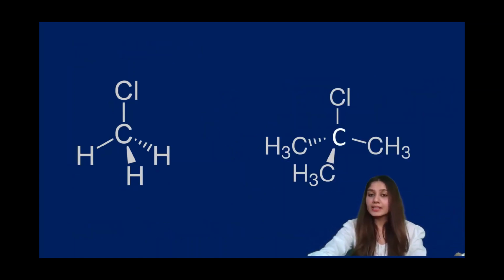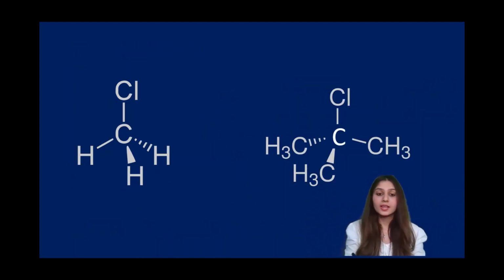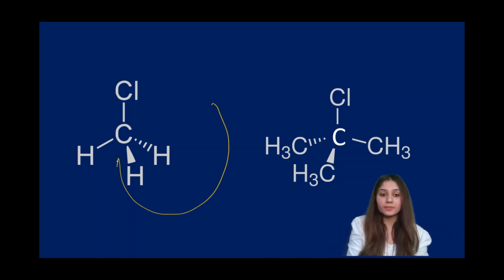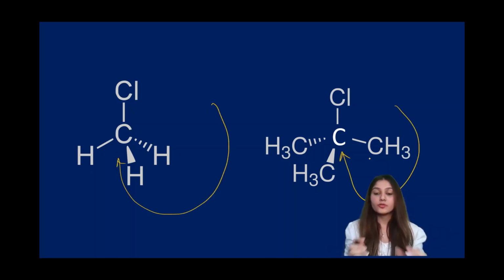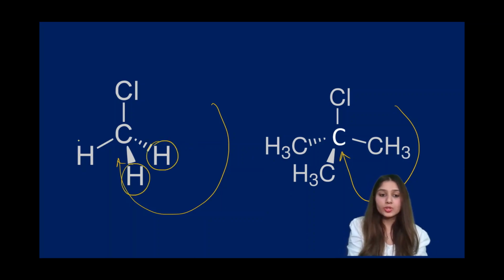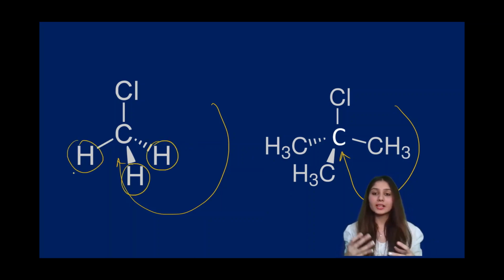So if I compare these two substrates, the backside attack has to be here and here. So if you look carefully, what do you think? Where is the attack easier? Of course, here we have just small hydrogen atoms. So it's not that bulky, the steric hindrance is not that much.